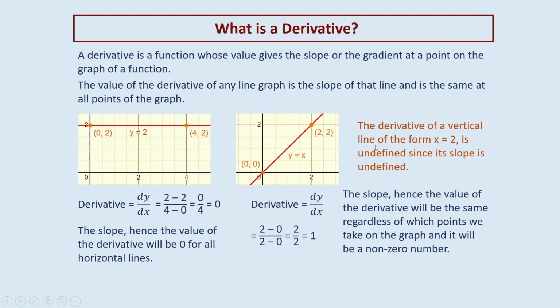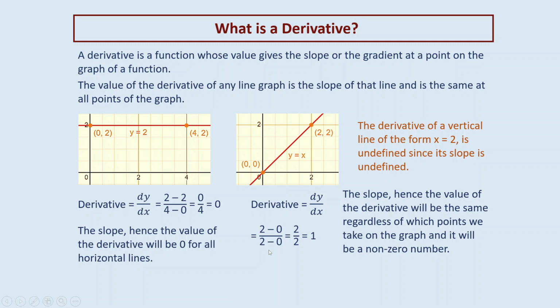The derivative of a vertical line of the form x equals 2 is undefined since its slope is undefined. Why is the slope undefined? Because the x coordinate of every point on this line x equals 2, or x equals k, will have the value of k, in this case 2.